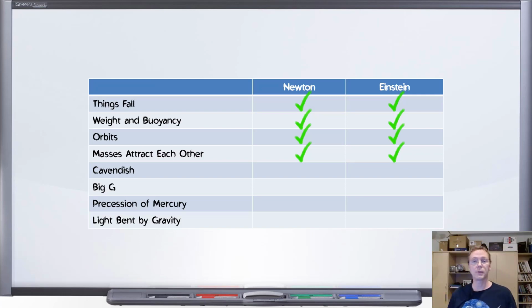That's how we get orbits. That's how we get weight and buoyancy. That's why heavy things fall. Einstein's equations predict that masses do attract masses. How about that? Well, that brings us to, of course, the most famous experiment of mass attracts mass that we've ever had, the Cavendish experiment.